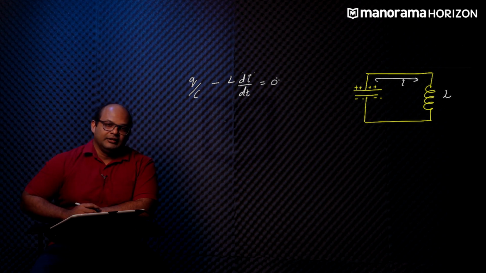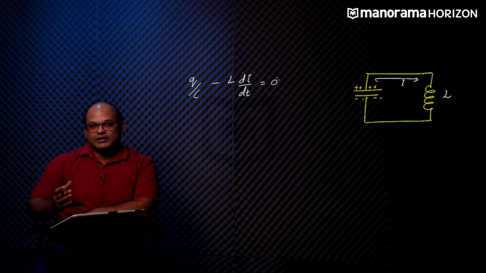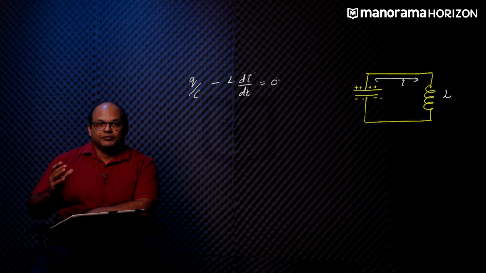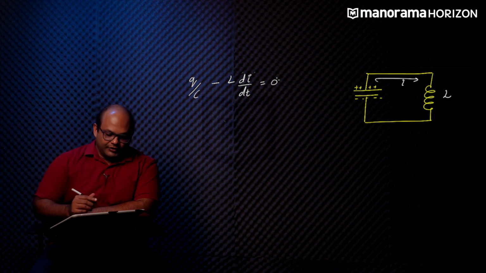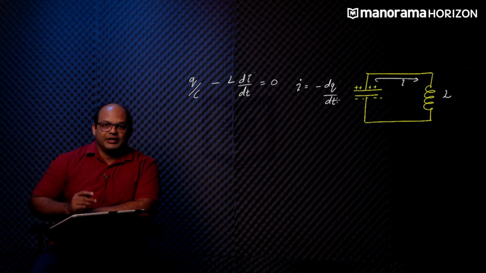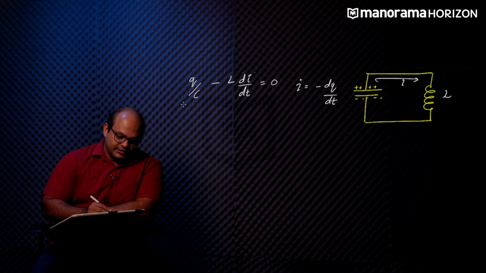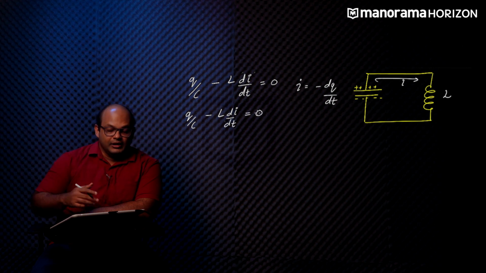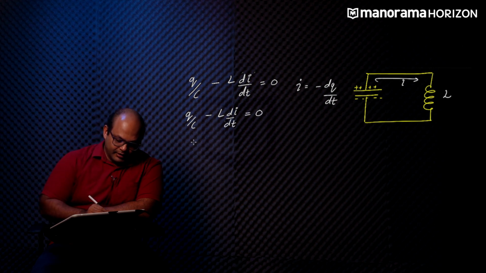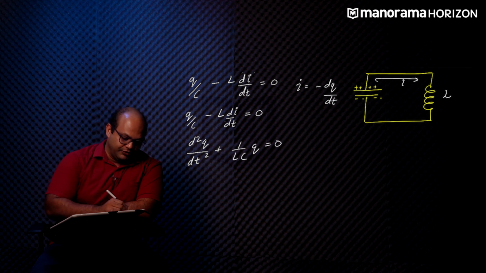Note the negative sign on the inductor voltage here. That tells us that this voltage induced in the inductor is opposing the change caused by the discharging current of the capacitor. We can express a current I in terms of the negative rate of change of charge in a given region. If we use this information here, we can say that Q upon C minus L di by dt equal to 0 can be rewritten as d2q by dt square plus 1 upon LC Q is equal to 0.